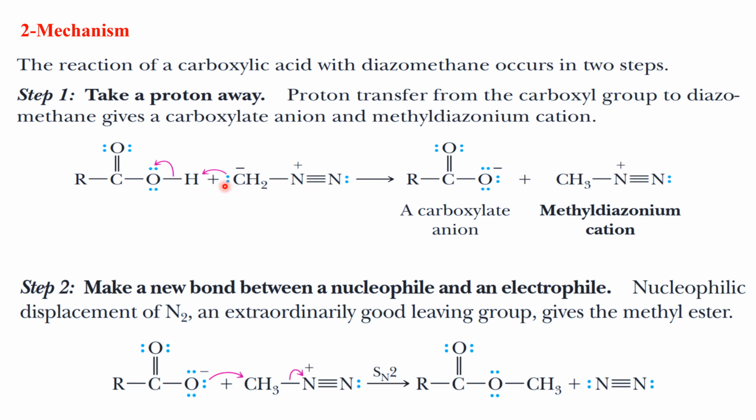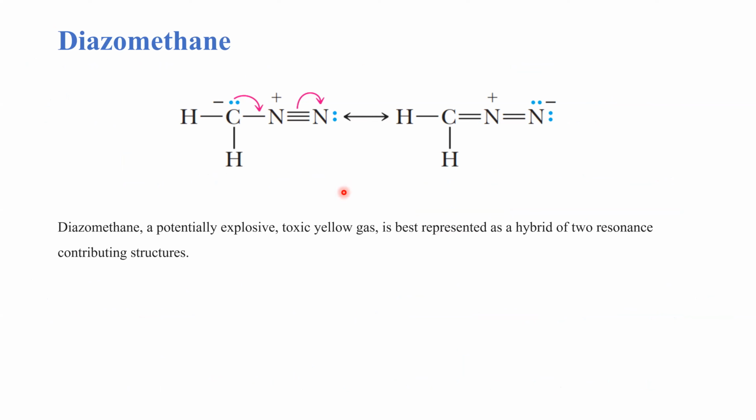It has completed its octet by taking up the electron, so this is negatively charged, and these balance each other. Before going into that detail, I wanted to show the contributing structures of diazomethane. They exist in both forms, so these are the two resonance hybrid contributing structures. One exists with negative and positive charges, and in the other the two nitrogens have a double bond with each other, this nitrogen is positive and the negative charge is shifted to the other nitrogen.